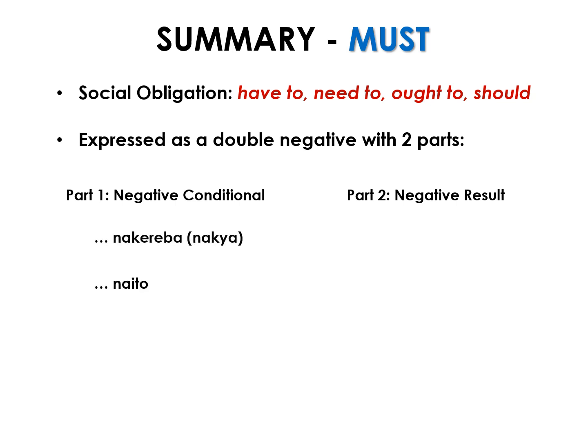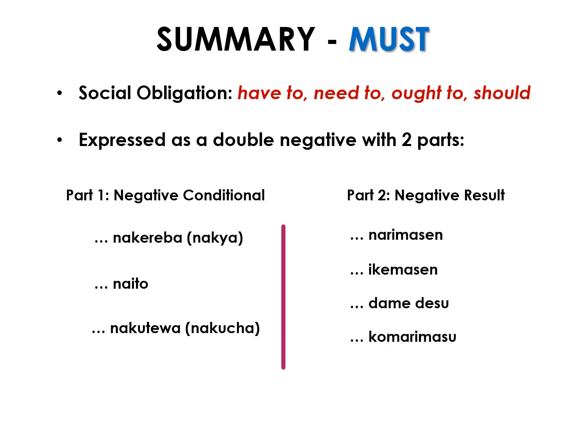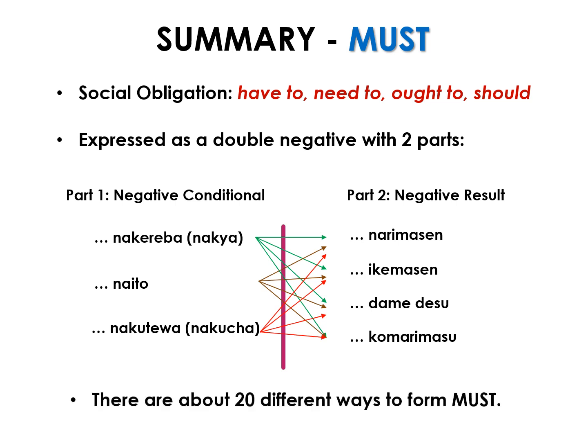Nakereba, which shortens to nakya, naito, and nakutewa, which shortens to nakcha. And the second part uses any of these four: narimasen, ikemasen, dame desu, and komarimasu. And of course, their plain forms: naranai, ikenai, dameda, and komaru. And when you pair them up, you have these many combinations. So there are at least 10 or even 20 ways to say must.